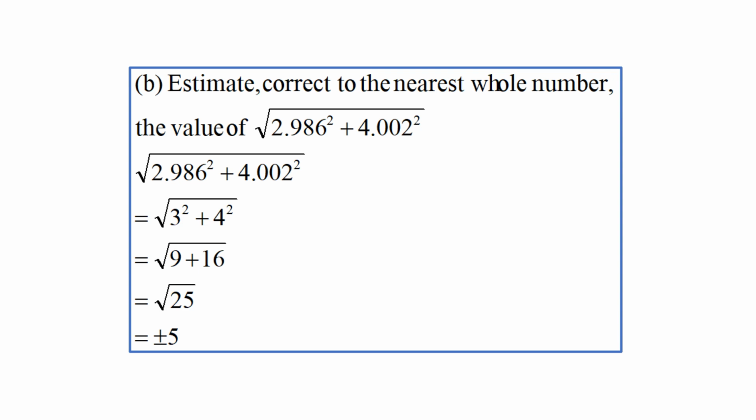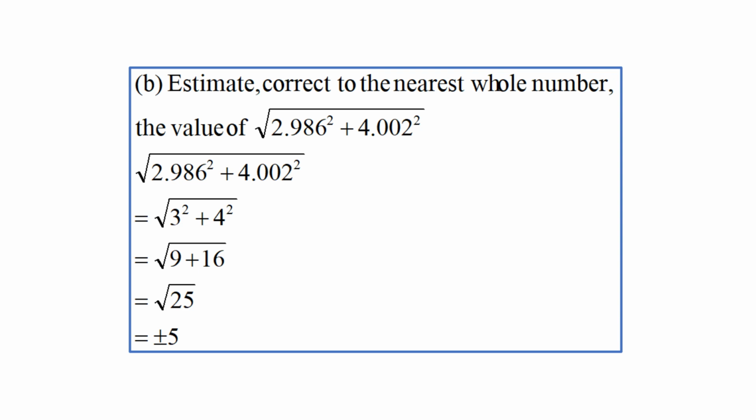Next, let's move on to the second number, 4.002. This number is very close to 4, so we can round it to 4 as well. Squaring 4 gives us 4 multiplied by 4, which equals 16. Now we have both squared values. The estimated square of 2.986 is approximately 9. The estimated square of 4.002 is approximately 16.